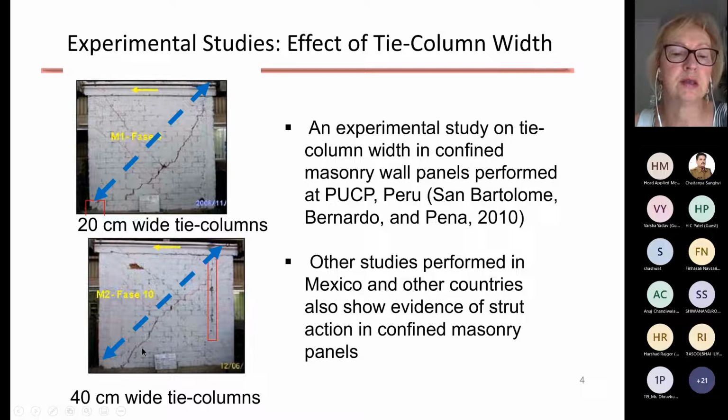And you can see that if there is a very wide tie column, like 40 centimeters wide, it's more like a column type of dimensions. There is a much larger stiffness in the wall, and the cracks simply don't propagate into the tie column, but the behavior has changed. So ideally, the size of the tie column is equal to the thickness of the wall, as we discussed before.